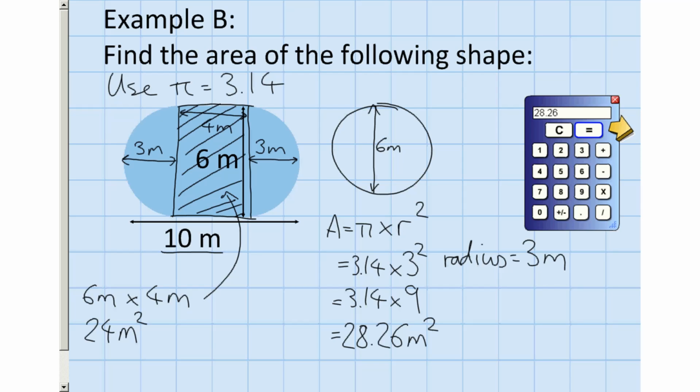All I need to do now is add on the 24 to the 28.26. So add on the 24, we get 52.26 meters squared.